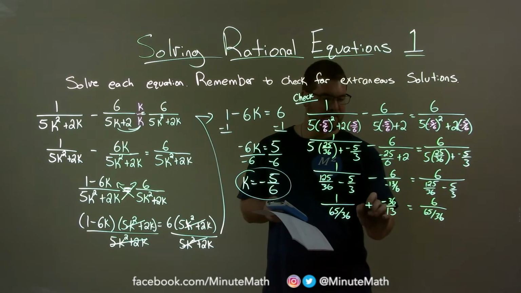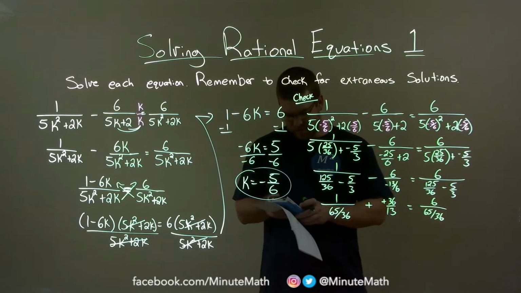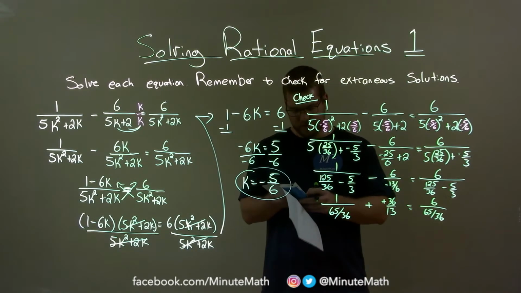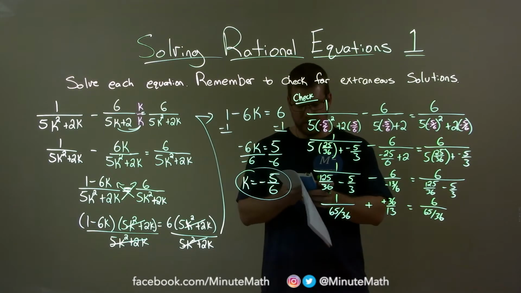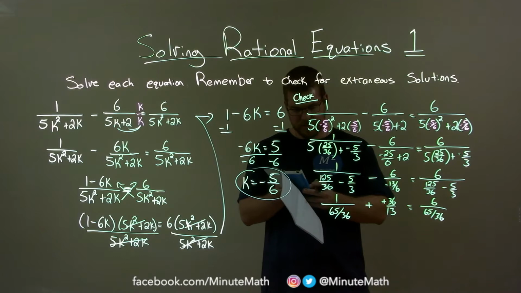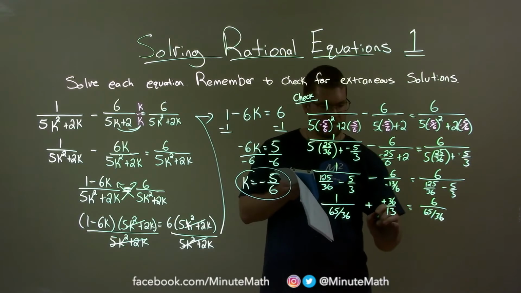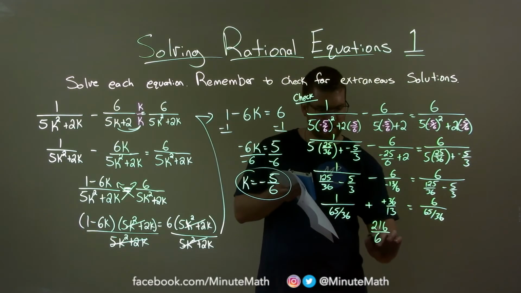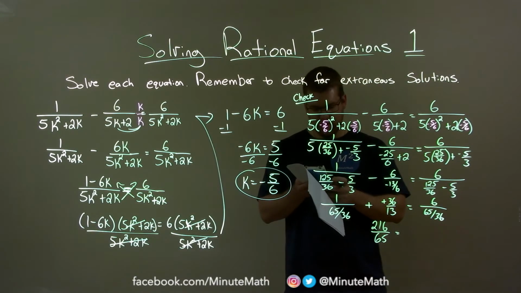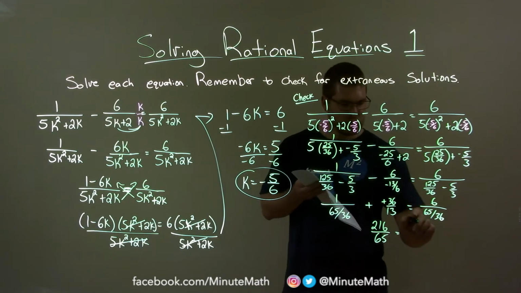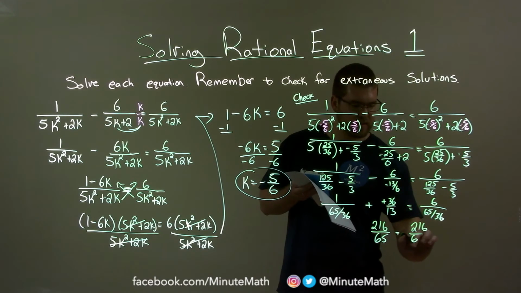Remember, this is plus a negative. A minus a negative is plus a positive. So 1 divided by 65 over 36. Okay? And then I am going to add, so let's do it all in one step here, because I'm kind of running out of room, plus 36 over 13 as a fraction. And that should give you the fraction 216 over 65. The right hand side here, what's 6 divided by 65 over 36, and that as a fraction is 216 over 65.